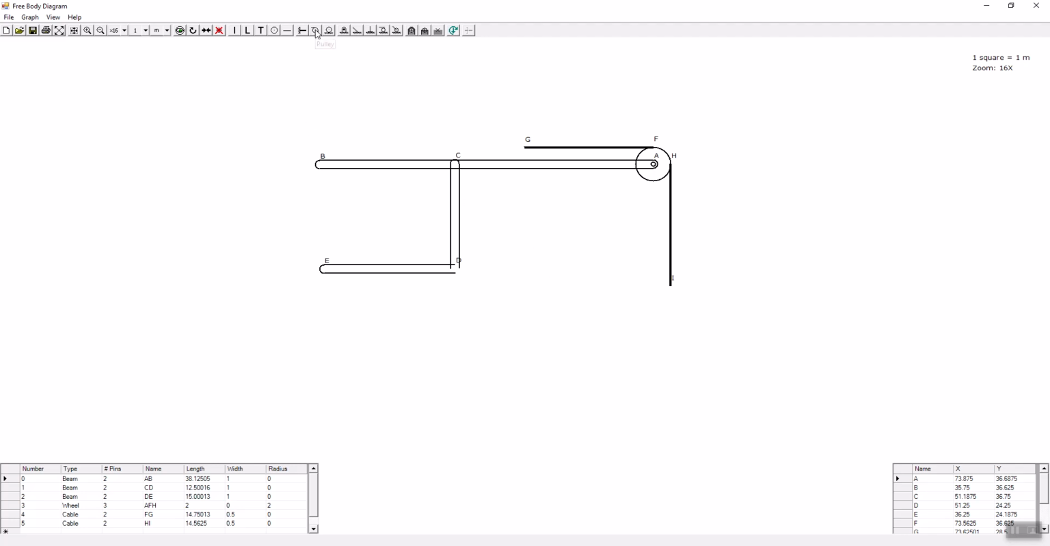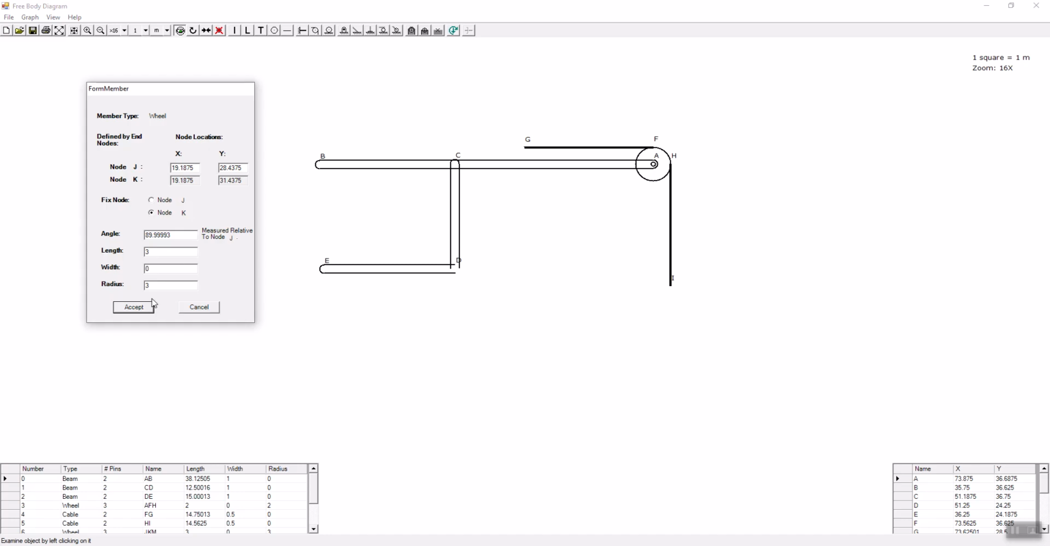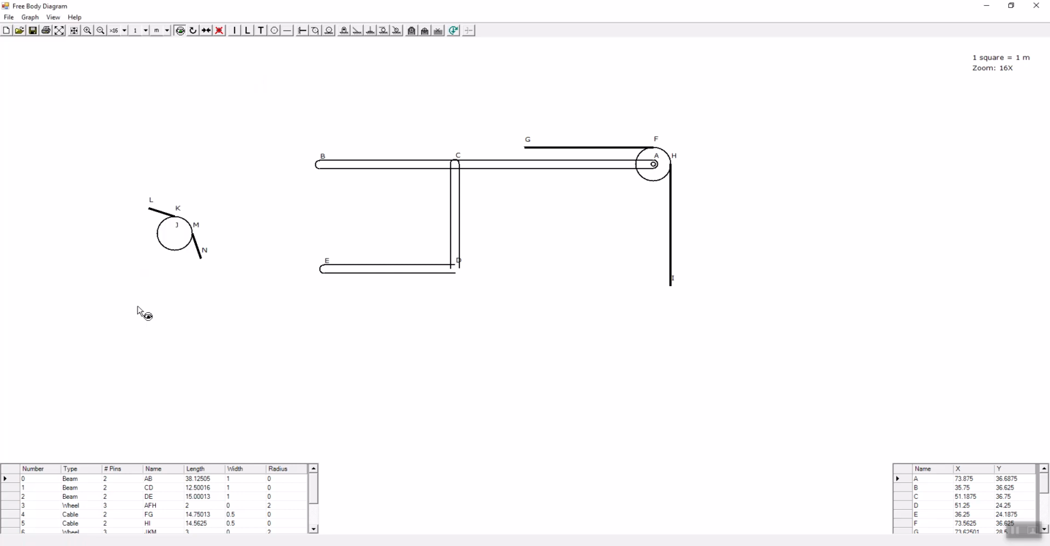We take another pulley, bring it in the workspace, examine object, change radius to 2, grab the pulley, take it here, grab this cable, make it horizontal, and we are going to join these 2 cables here. We take a pin and join the 2 cables.